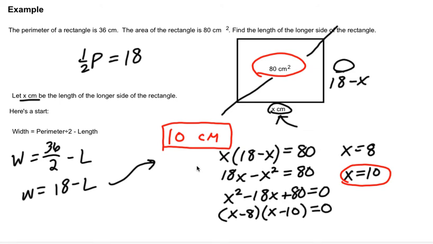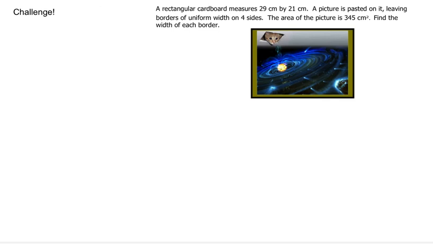Cool. All right, now we're going to try one on our own. And by we, I mean you. So here's your challenge. A rectangular cardboard measures 29 centimeters by 21 centimeters. A picture is pasted on it, leaving borders of uniform width on 4 sides. The area of the picture itself is 345 square centimeters. Find the width of each border. You can go ahead and start. You can stop the video now. If you want a little hint, you can hold on for a couple seconds. But I'm giving you the chance to stop now because it's a pretty good hint.